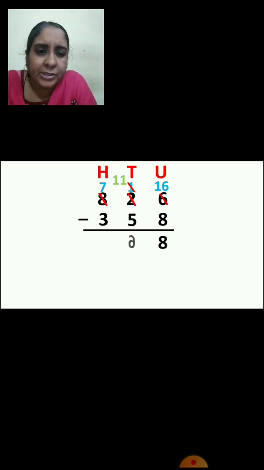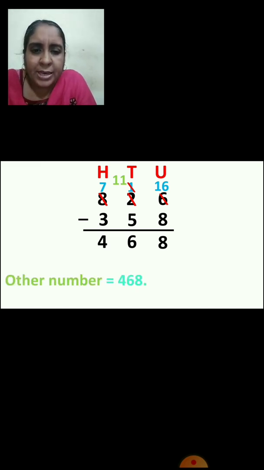6. Very good, children. Now we will go to hundreds place. 7 minus 3 is how much? 4. So what is your answer now? 468. So how are you going to write the statement? Yes, the other number is 468. So this is your answer.